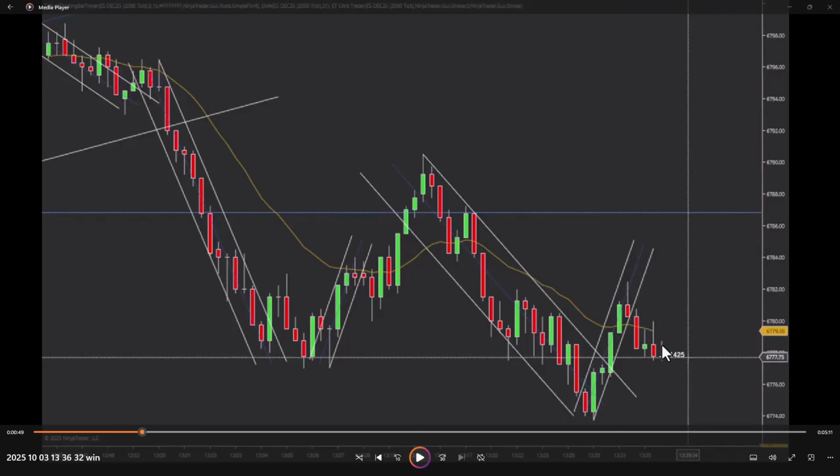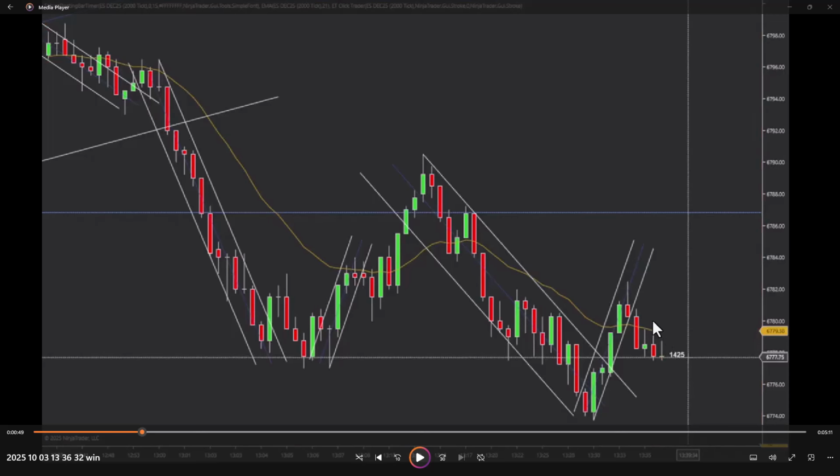Be careful when you enter in congestion. Anytime you see 3 or more bars stacked side by side, and at least one of them has no body like this or a very tiny body like that, that is congestion. And what happens with congestion is it acts like a range. So when it breaks out, it fails and snaps back, and sometimes it will stop you out.